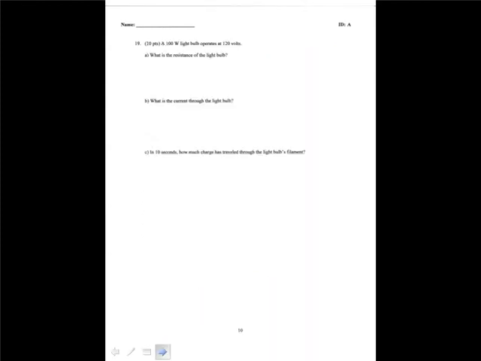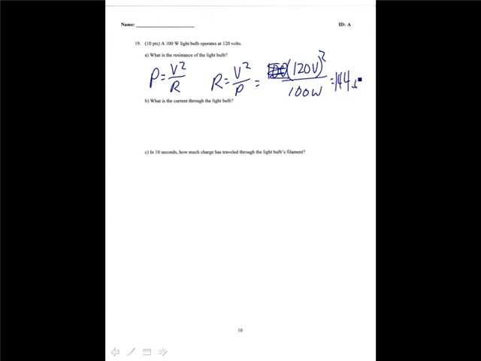Okay, and this one is fairly straightforward. A 100 watt bulb operates at 120 volts. What is the resistance of the bulb? Say power is equal to V squared over R, and solve for R, that's V squared over P. That is 120 volts squared over 100 watts, which is 144 ohms.